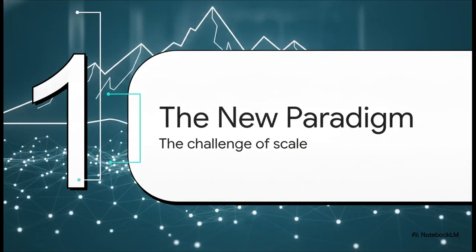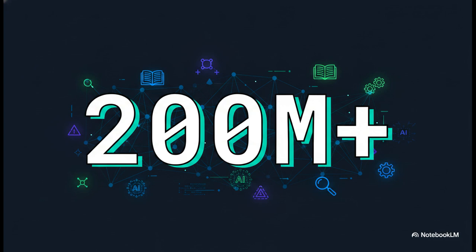Section 1, the new paradigm, and the sheer challenge of scale. To really get why these comparative tools are an absolute game changer, we have to look at the massive mountain we're trying to climb. The research landscape has exploded over the last decade. Over 200 million. That's the number of academic papers currently indexed in databases like Semantic Scholar. Think about that for a second.